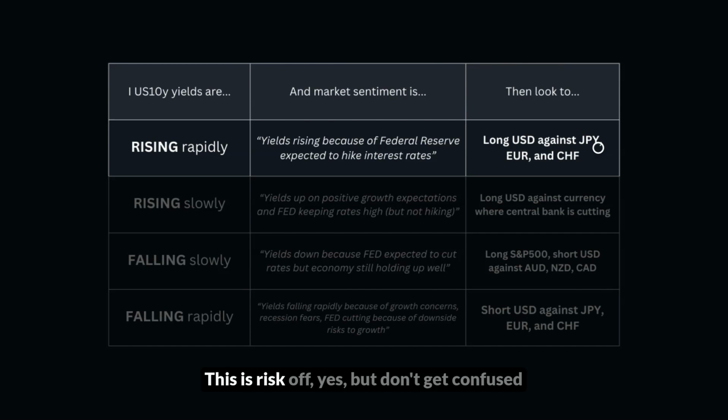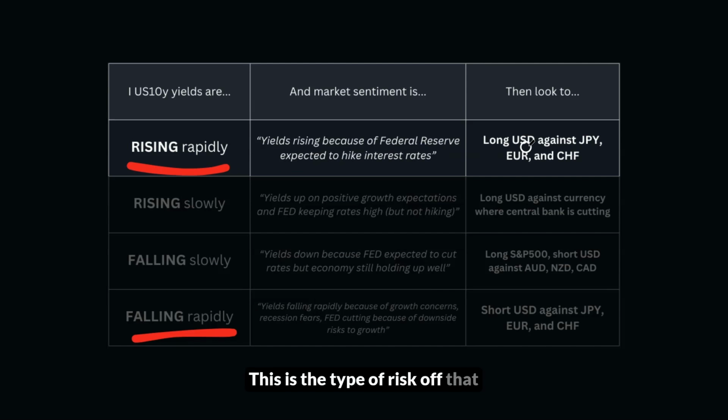This is risk off, yes, but don't get confused with the risk off where yields fall rapidly, because this is not the kind of risk off that strengthens the safe havens. This is the type of risk off that just strengthens the dollar against pretty much everything. It's a hawkish Fed type of risk-off. A risk-off that is triggered by higher interest rates.